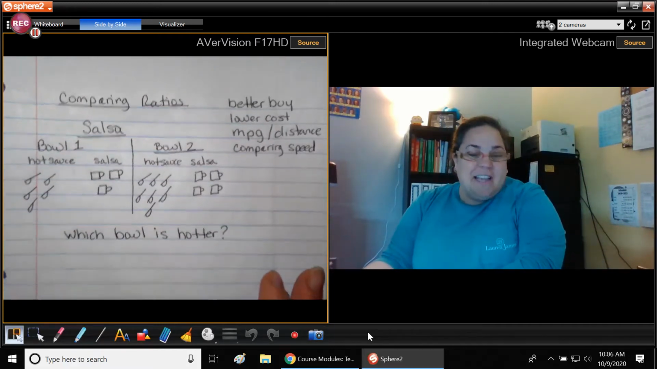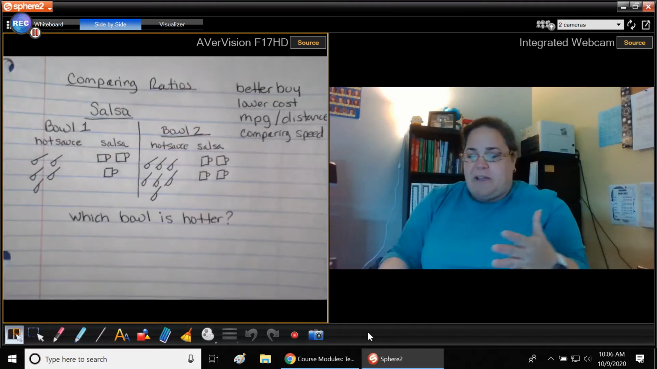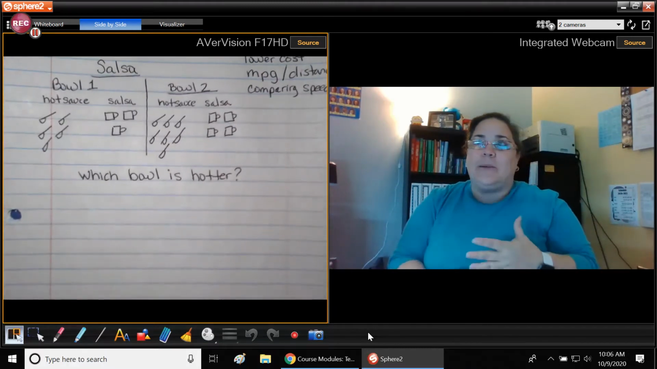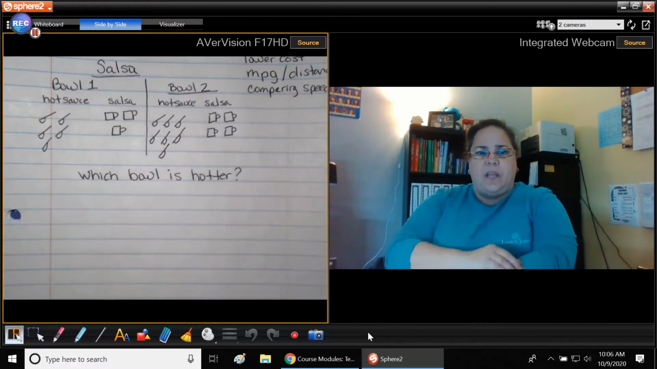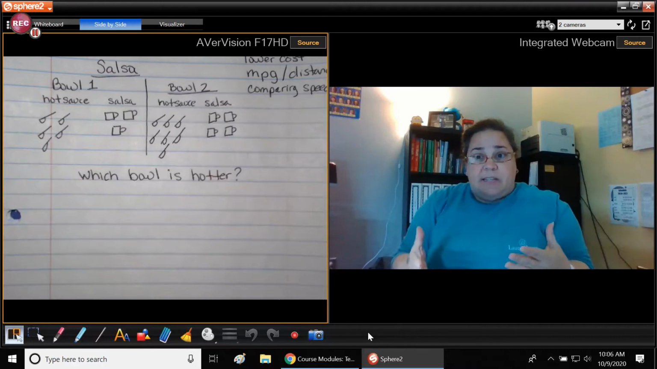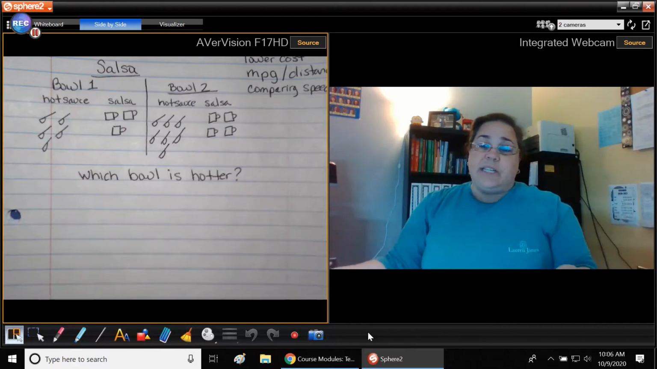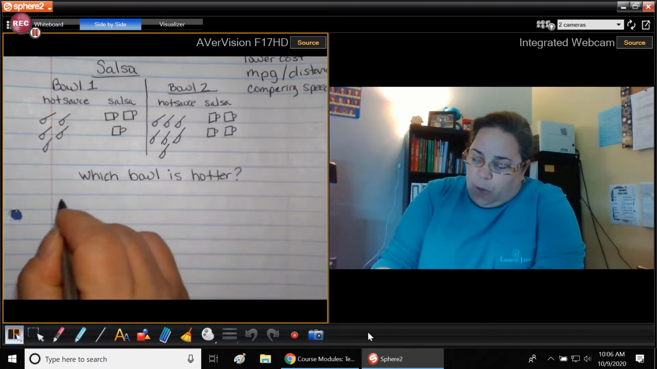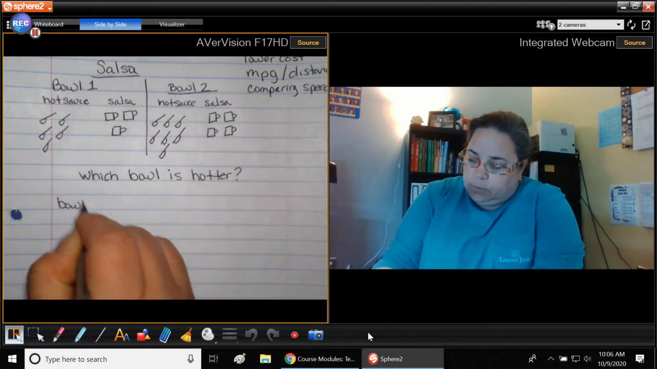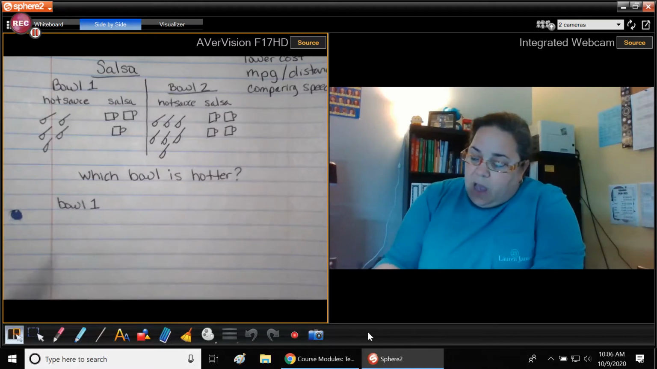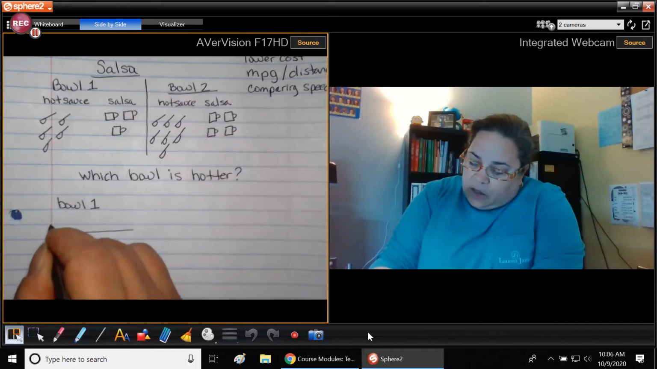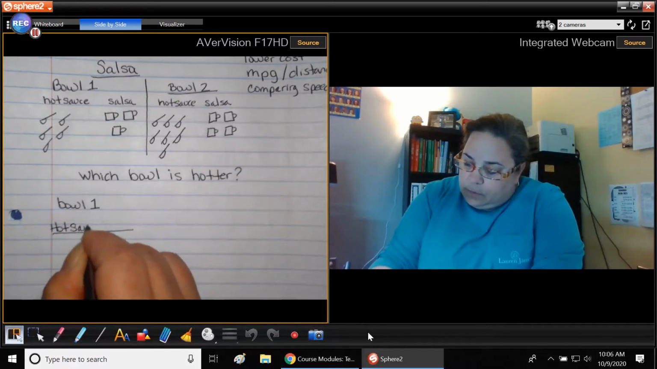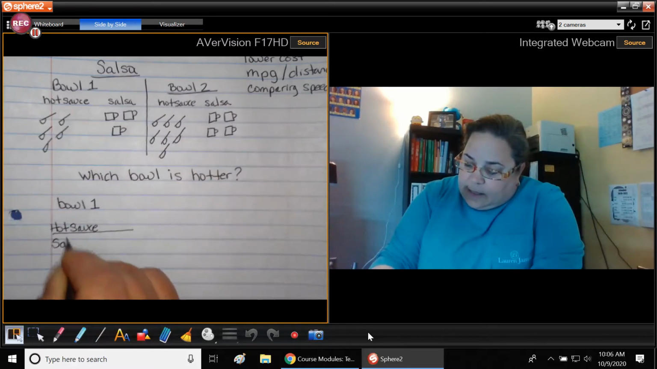Okay, so we're gonna have to solve this now, right? We have our 2 bowls and now we need to solve it. Well, how do I solve it? What have we been doing basically for the last whole week? We've been talking about ratio tables, right? So we're going to set up 2 ratio tables. For bowl 1, we are going to put hot sauce and salsa on the bottom.